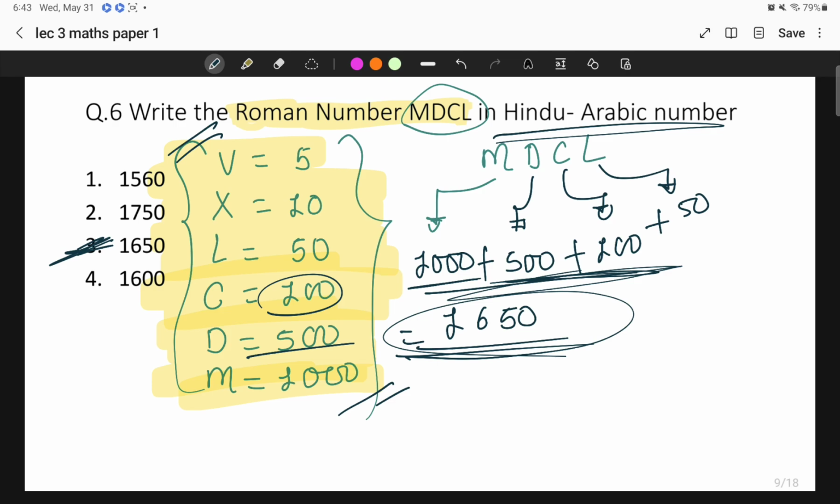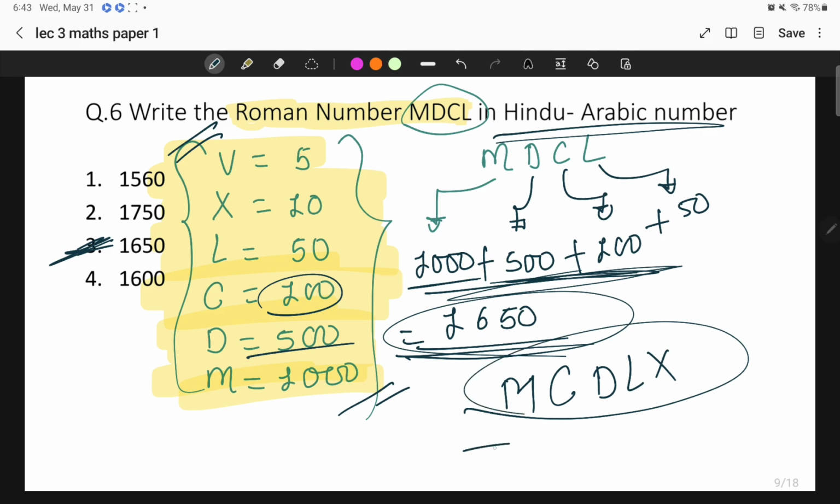They can even ask you something else. Here M means the maximum value. They can ask you MCDLX, and you can find the value. M stands for 1000, C stands for 100, D stands for 500, which makes 1600, L stands for 50, and X stands for 10. So this is going to be 1660. So MCDLX stands for 1660. In this way you can solve the given question.